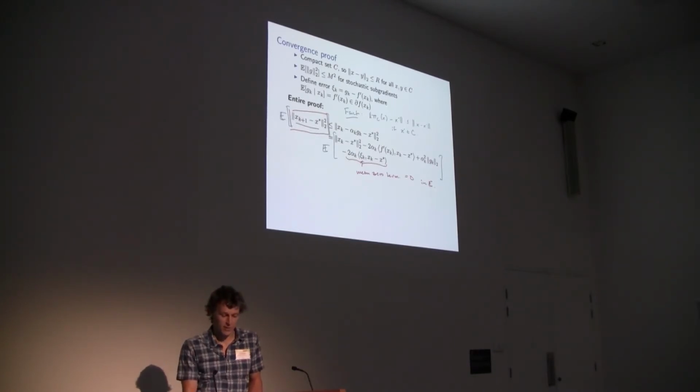I can draw a picture of this right here. If this is C, and this is x star, and this is x, if I project onto this set, I'm going to be closer to x star.